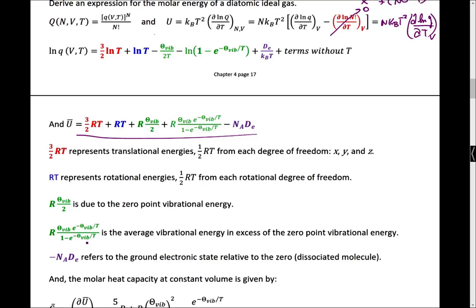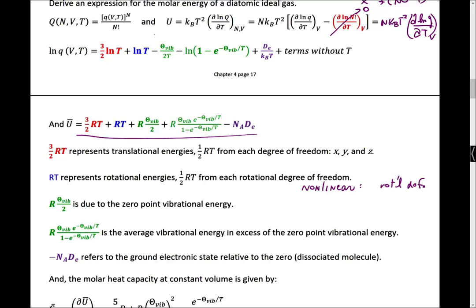RT is the rotational energy, and for a linear molecule, we've said we have 2 rotational degrees of freedom. So 1/2 RT comes from each of the rotational degrees of freedom. Again, let's just remind ourselves that when we talk about a nonlinear molecule, nonlinear, we are going to have how many rotational degrees of freedom?